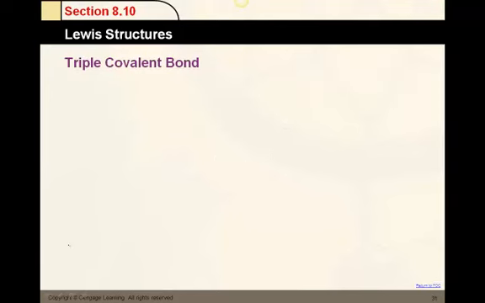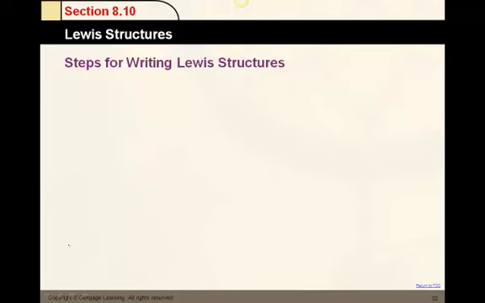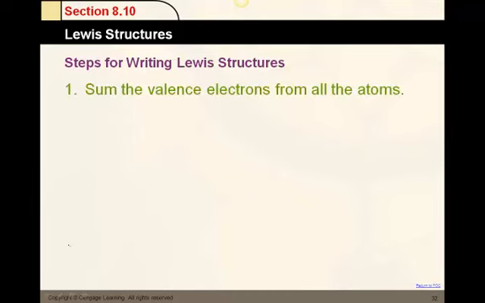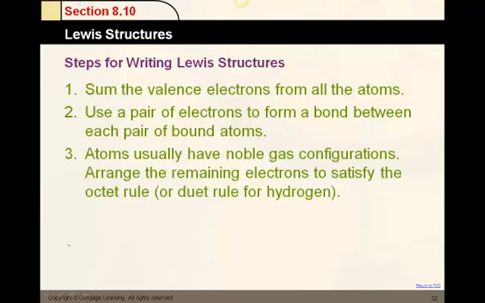And of course a triple bond, where two atoms share three pairs of electrons, like in N2. So how do we write Lewis structures? Well, we have to add the valence electrons from all the atoms in the molecule. Use a pair of electrons to form a bond between each pair of bound atoms, and the atoms usually have noble gas configurations. Arrange the remaining electrons to satisfy the octet rule or duet rule for hydrogen.